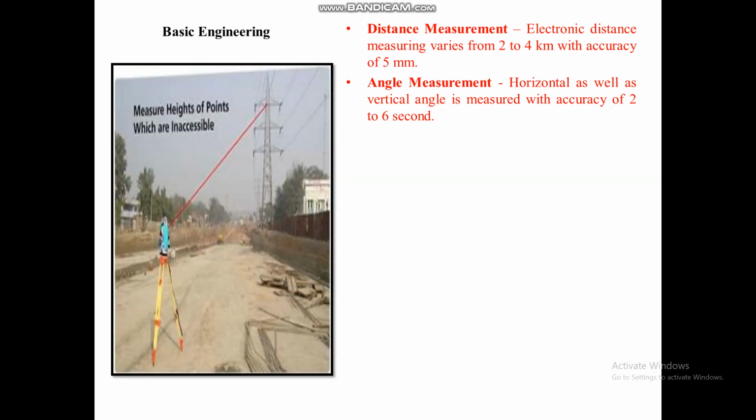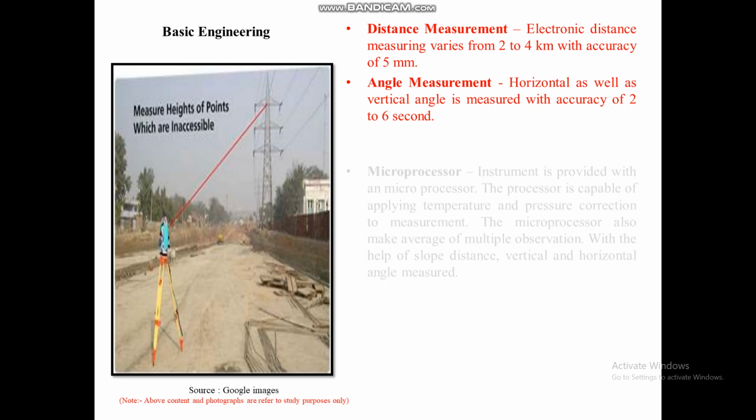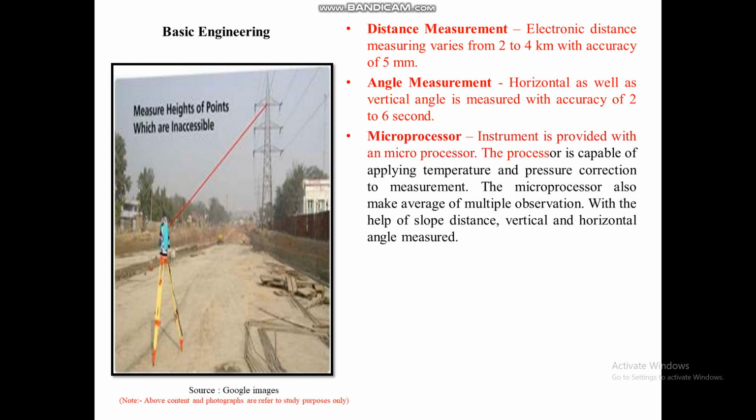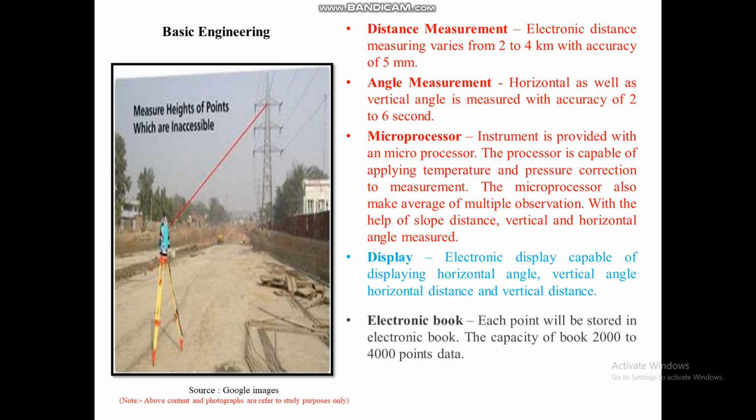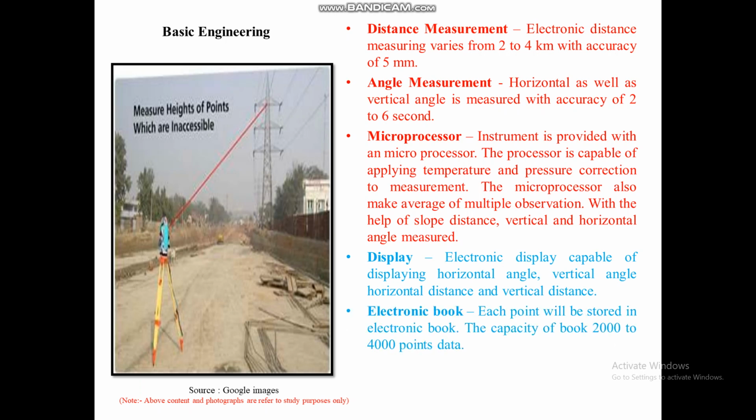The photograph measures the height of points which are inaccessible. This is shown in the photograph. Microprocessor: the microprocessor provided with the total station is capable of applying temperature and pressure correction to the measurement. It also makes an average of multiple observations of slope distance, vertical and horizontal angles measured. Display: the electronic display is capable of displaying horizontal angle, horizontal distance and vertical distance. Electronic books: each point will be stored in the electronic book. The capacity of the book is 2000 to 4000 points of data.